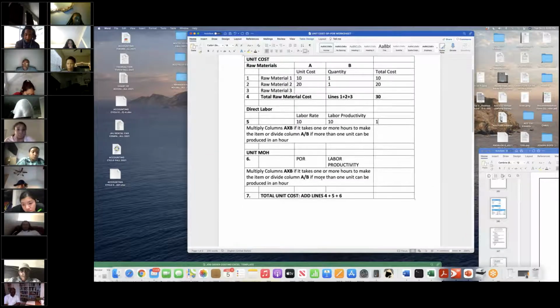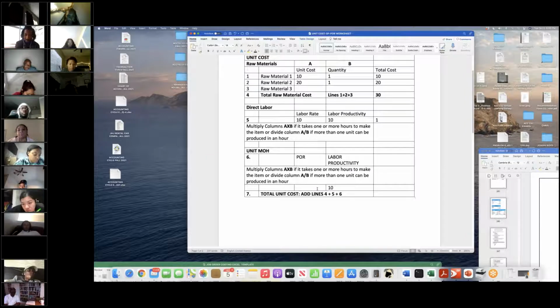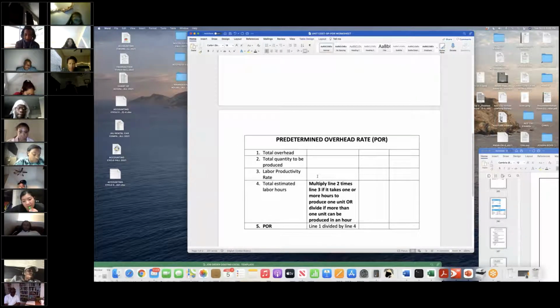Now we need to go down here, and we know the productivity is going to be 10 again. We will probably divide, but we need a POR number. So let's see if we can get a POR number. What is total overhead? 100,000. What's the quantity being produced? 5,000. And the labor productivity is what? 10 per hour.